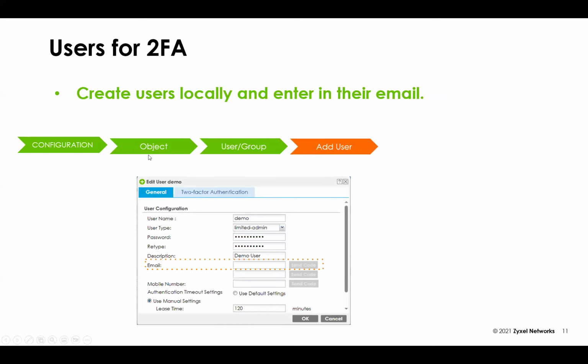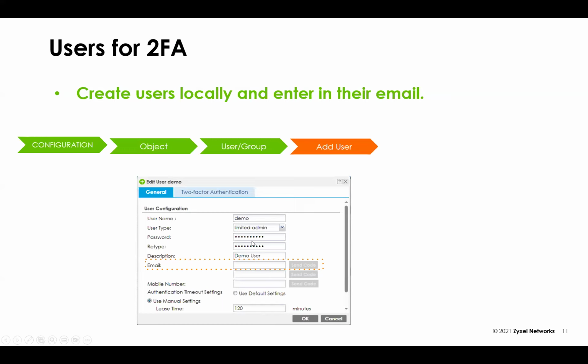Next, what you'll have to do is create your users locally and enter in their email. So under configuration, object, user group, and when you add a user, you can simply create the user for the VPN, and then you put their email address here in the bottom, okay? So that basically means that when they authenticate with their user, it will be sent to their email address in this section here.